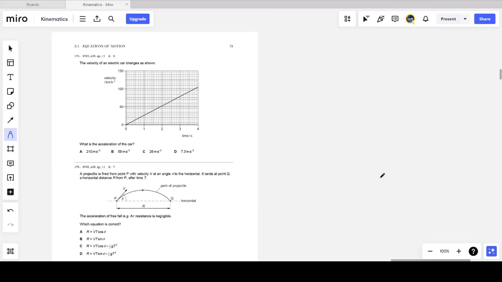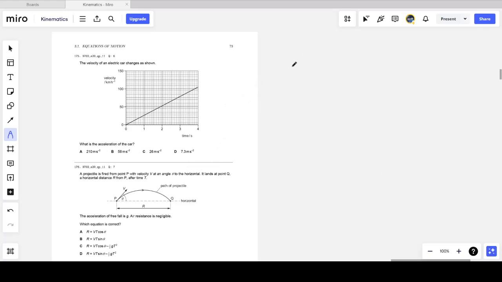The next question is question 175. It is from the summer exam of 2020. That's May-June 2020, question paper 1-1, and it's question 6 from the paper. We're told that the velocity of an electric car changes as shown. What is the acceleration of the car?